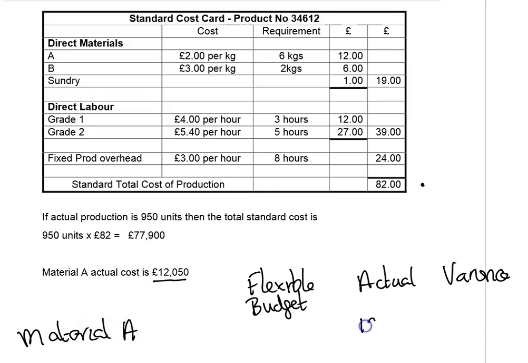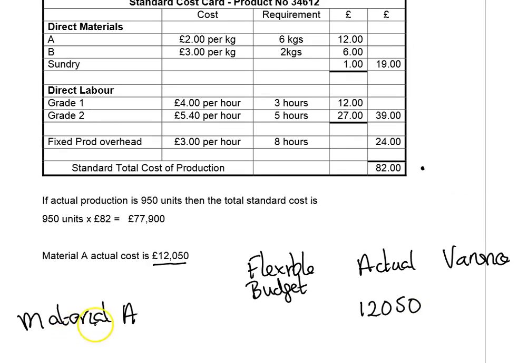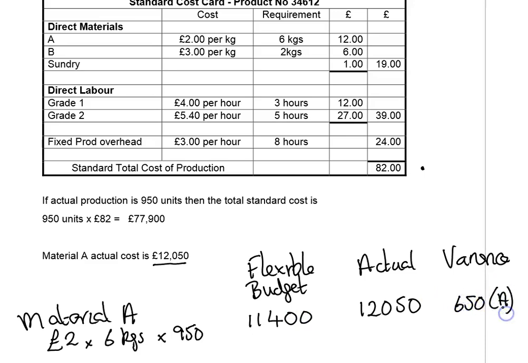We've got our actual cost, 12,050. Our flexible budget is going to be £2 per kilo times 6 kilos multiplied by 950 units. And that comes to £11,400. That will give us an adverse variance of 650.